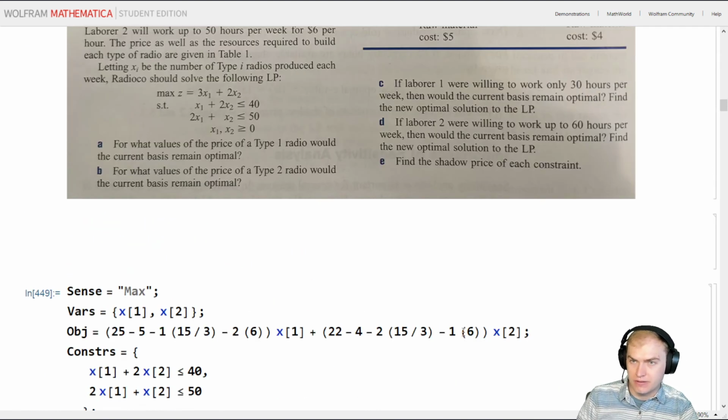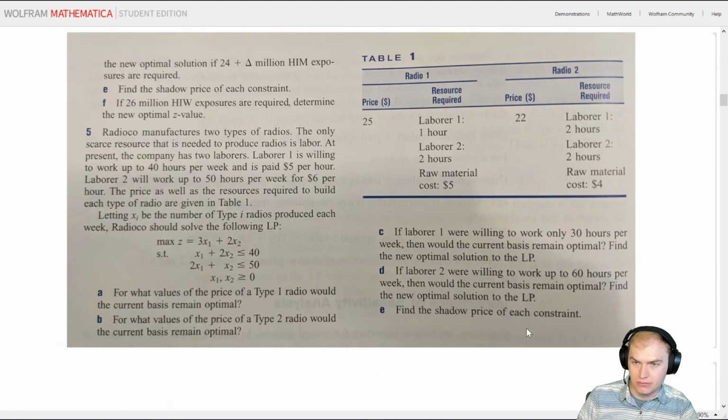So I think that's all we're looking for here in this problem. I think that's all I wanted to talk about as well.